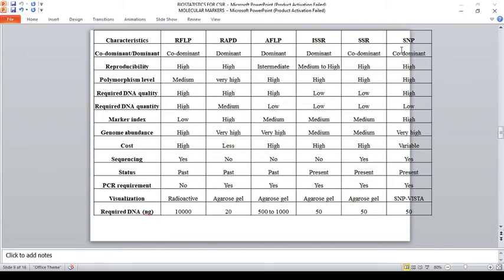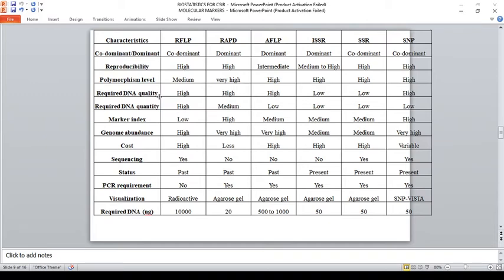That is, they can distinguish between heterozygous and homozygous, and we can expect two bands, an A band and an AA band for the particular type. Whereas RAPD, AFLP, and ISSR are dominant markers. Reproducibility is high in all the markers, and for polymorphism level, RAPD has detected a very high polymorphism level and RFLP is a medium polymorphism level, whereas the rest of them have a high polymorphism level.